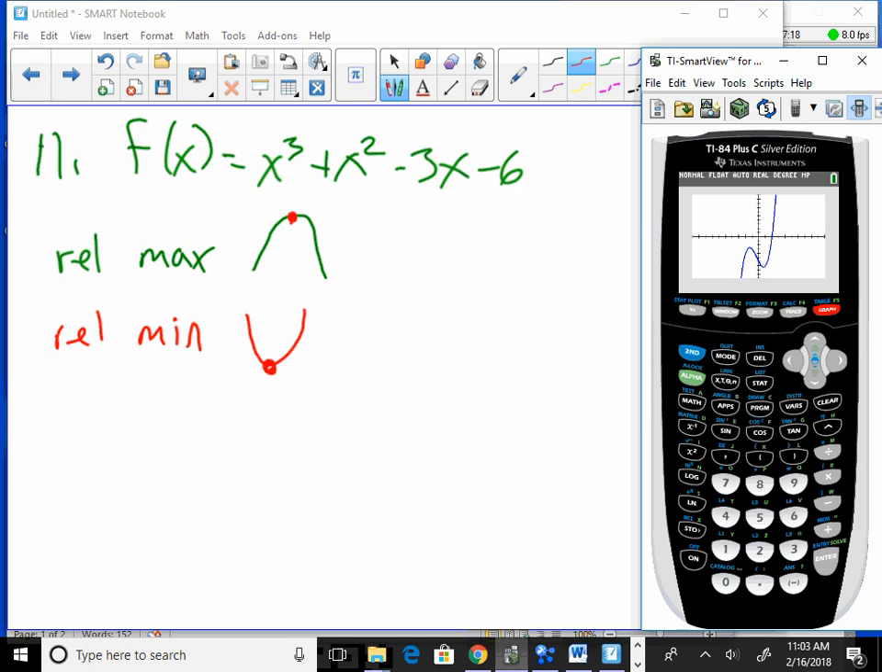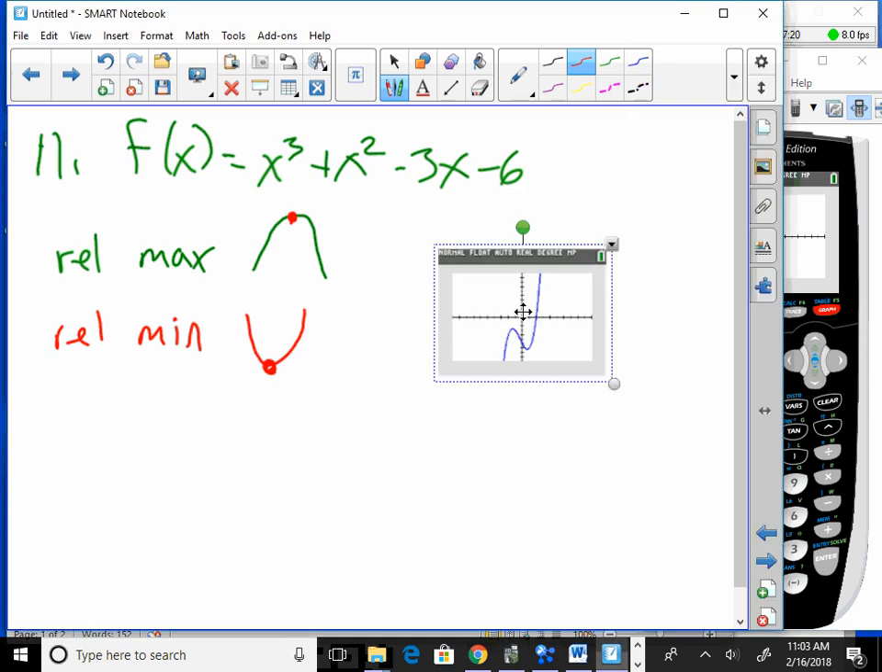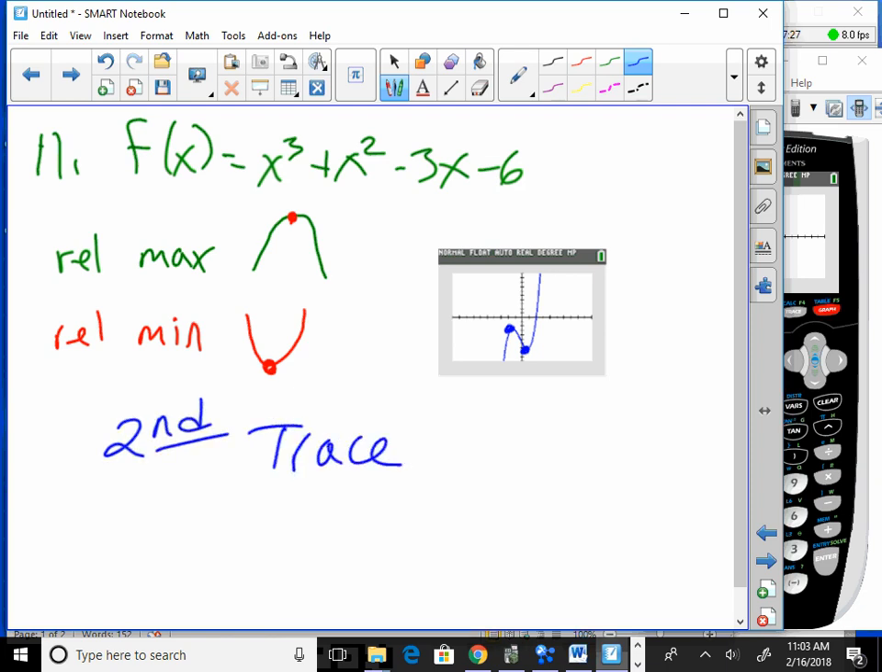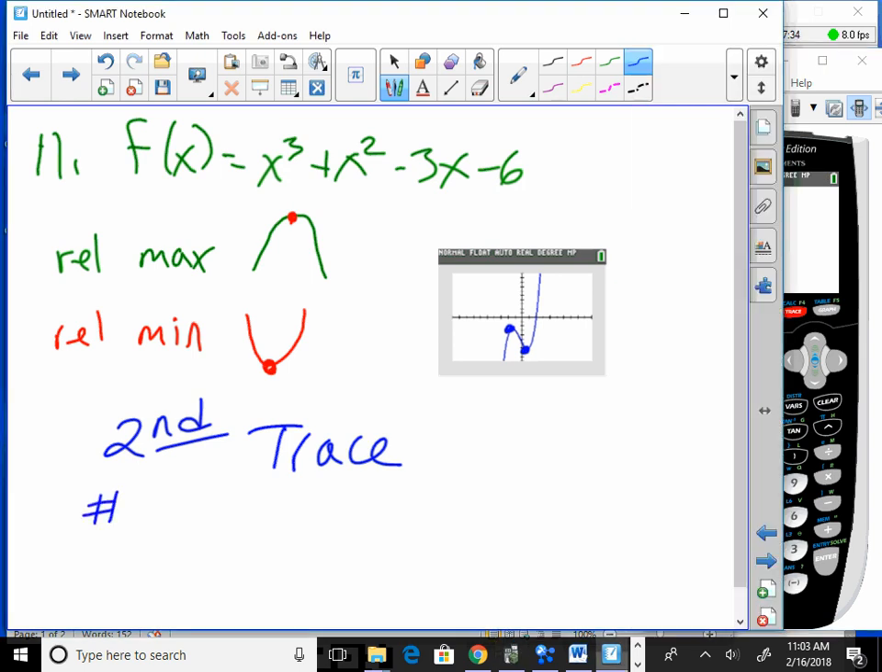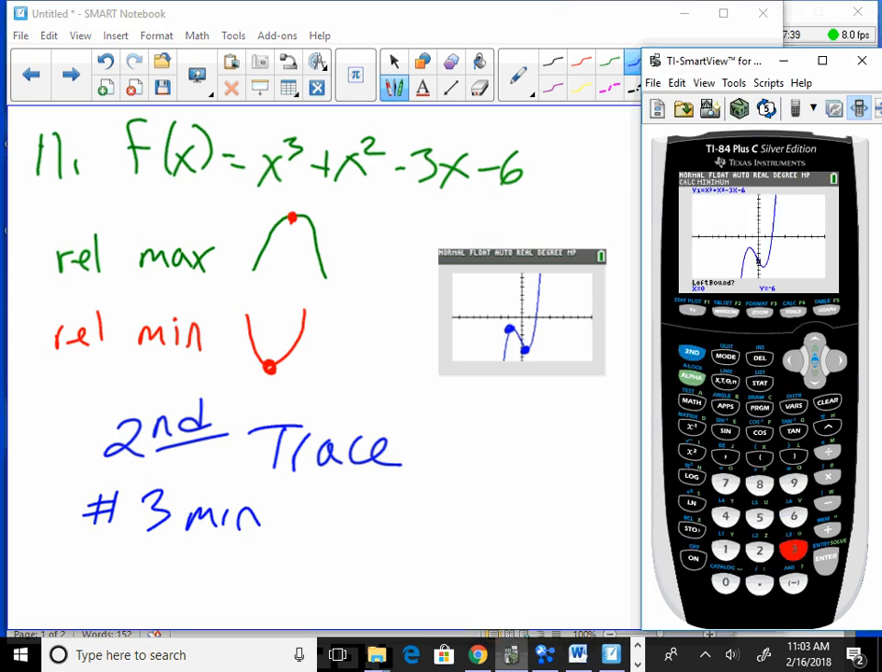Okay, now from here, to find my relative max and mins, I want to find this spot here and this spot here. So second trace, the trace button. So number 3 says I'm going to do a minimum, so I'll do number 3 first. When I select number 3, I have to make sure I go to the left of the minimum. I've seen people do second trace number 3 for minimum, but then they try to find it on the maximum, and then you just get errors in the calculator. So I make sure I'm to the left of where the minimum is.